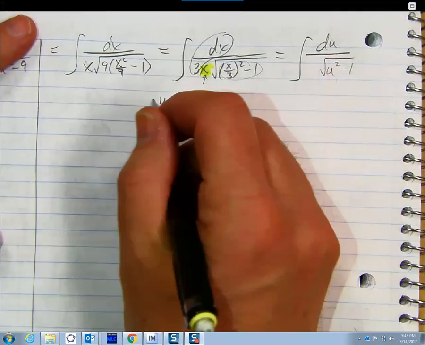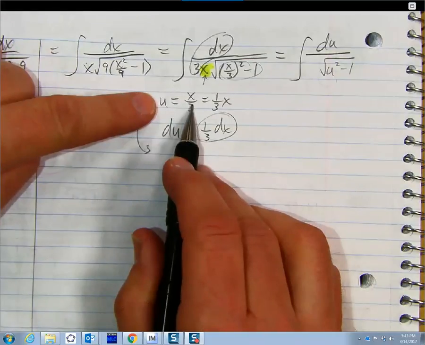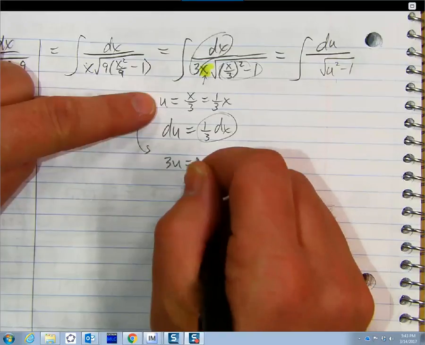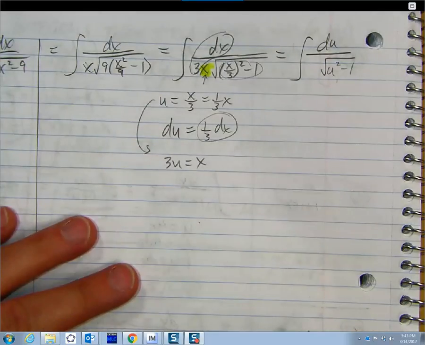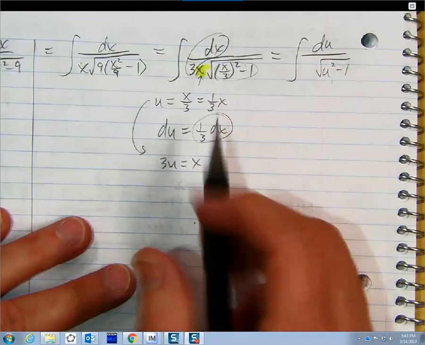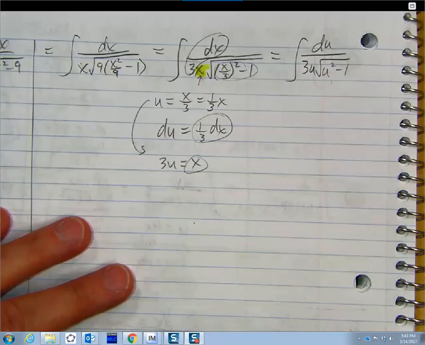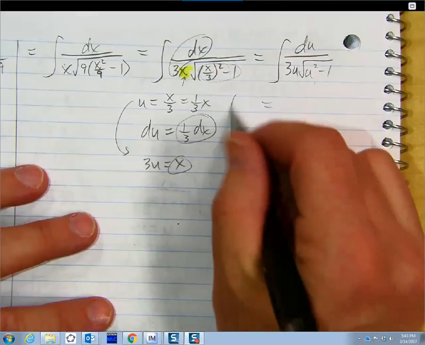So here's what we're going to do. I'm going to take this formula right here, and I'm going to solve this for x. That means I'm going to multiply both sides by 3, and I'll get 3u equals x. So x is equivalent to 3u. All right, so a little sneaky there, but we got it.